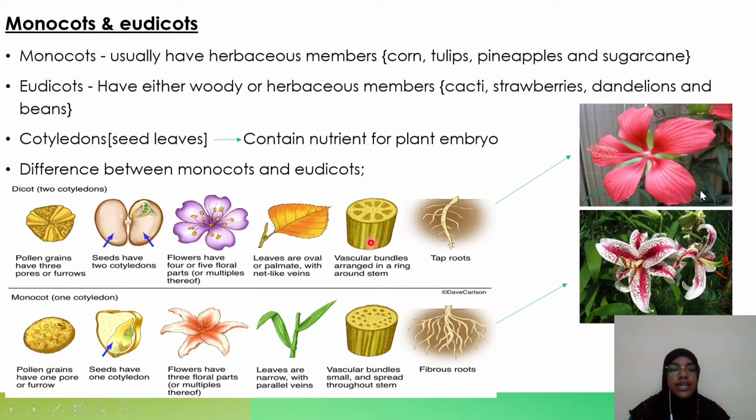The other important thing is the vascular bundle. For dicots, the vascular bundles are arranged in a ring structure like that. Meanwhile, for monocots, the vascular bundles are scattered. They are not arranged, they are scattered. And the last difference is the root type. For dicots, it is actually taproots like this, or in Malay we call it akar tunjang. Meanwhile for monocots it is fibrous roots. In Malay we call it akar serabut.